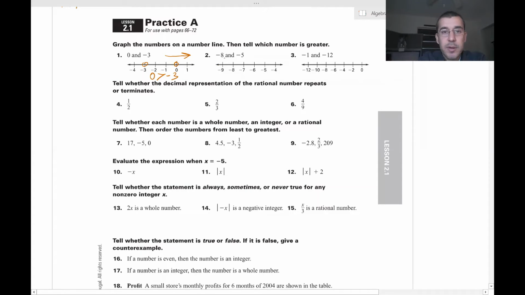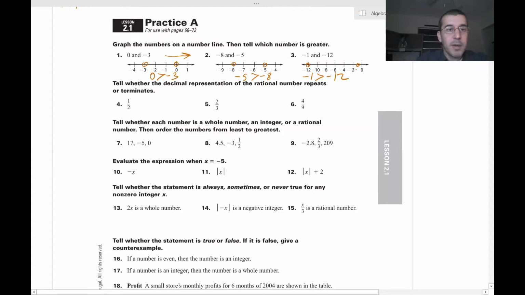Number 2, let's graph -8. So -8 is right there, and -5 is right there. So we can say that -5 is greater than -8, because it's to the right of -8. -1 is right there, and -12 is right there. So -1 is greater than -12.